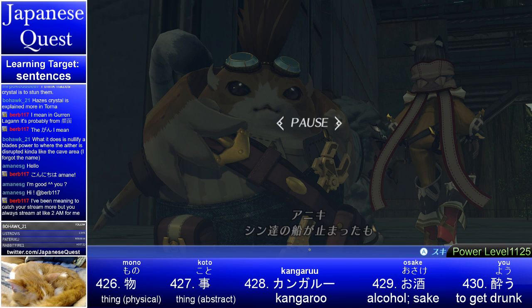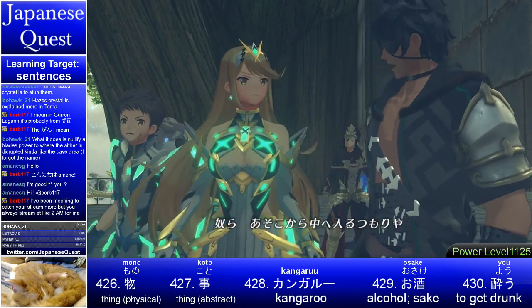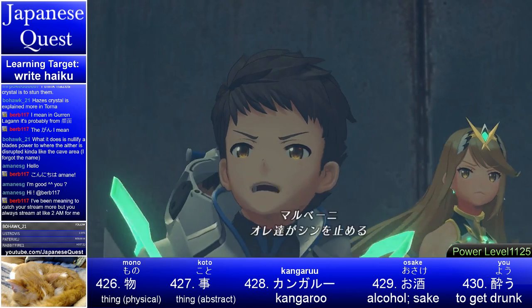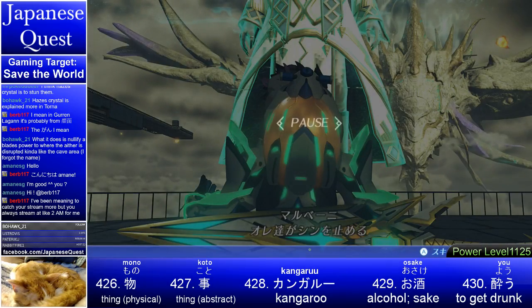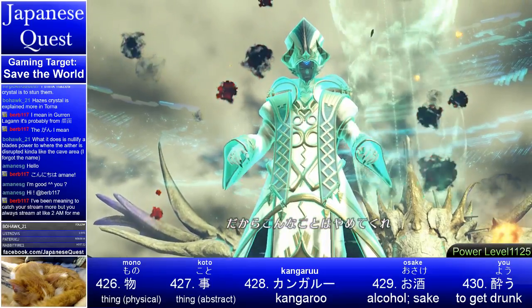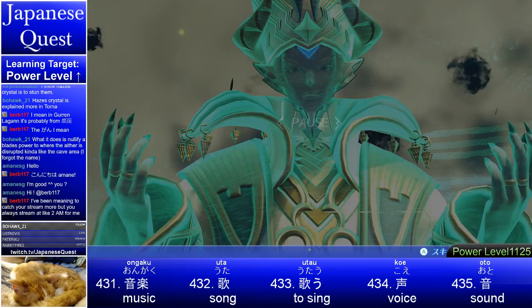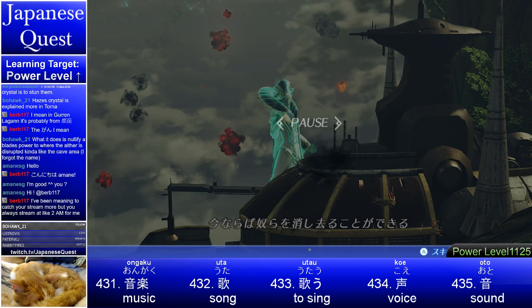Ah, their ship stopped. Oh, they want to go in from down there. So we will stop Shin. So please stop. So what you're saying is just makes no sense. Right now we can wipe them out.